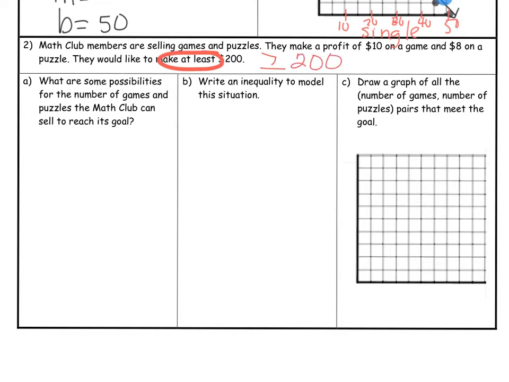So we need to define our variables. They make a $10 profit on a game, an $8 profit on a puzzle.